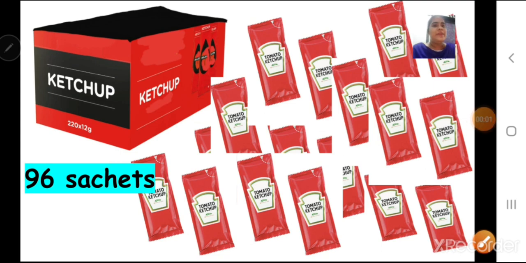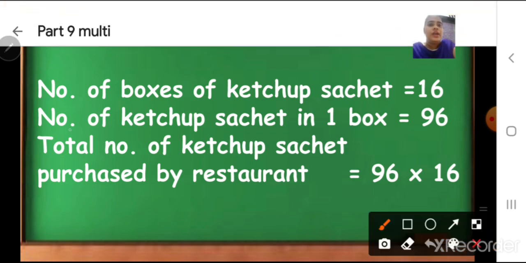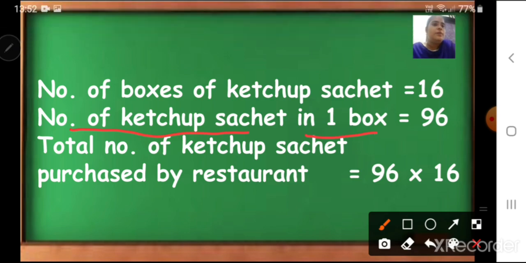So children, based on this information given to us, we have to first write the statements. Our first statement will be: number of boxes of ketchup sachet is equal to 16. Correct? How many boxes were there? 16. So that we write first. Second, in one box how many sachets were there? 96. So that is our second statement: number of ketchup sachet in one box is equal to 96.